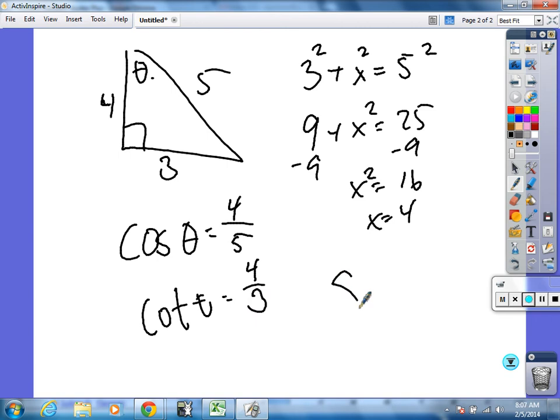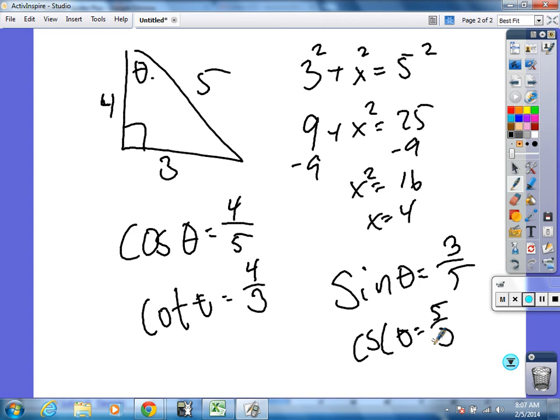Okay, I could ask you the sine. What's the sine? Opposite over hypotenuse, so that's 3/5. And then I could ask you the cosecant, which is just a reciprocal, correct? What is it? 5 over 3. Make sense to everyone? Anybody have a question? 5 over 3. That's the cosecant.